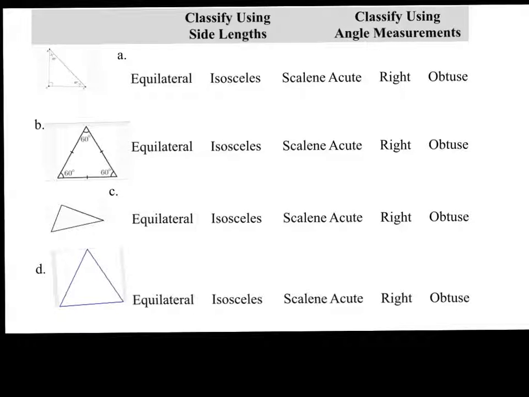For the first one, if you said that the first one was an isosceles triangle, you'd be correct. But why? The reason that it's an isosceles triangle is because the two angles are congruent. These are both 45 degrees, and this angle makes up 90 degrees, which makes it an isosceles triangle.